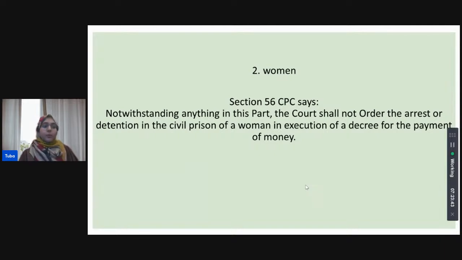So, say there is a case related to payment of money, and there is a decree related to payment of money, and you want to compel the person to pay up the money. Women cannot be put in detention in civil prison. Men can, but women are exempted from this detention in civil prison.